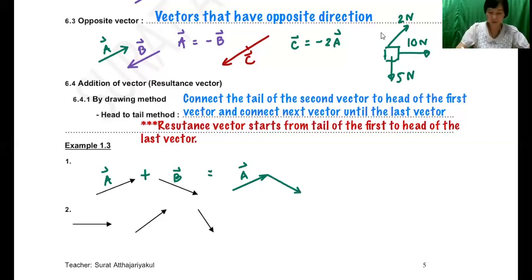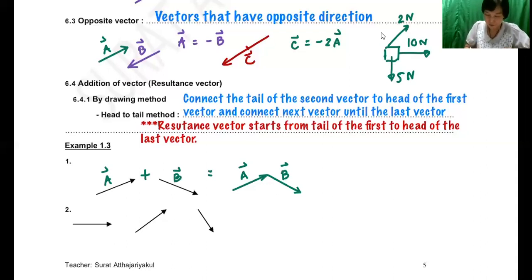Okay, vector B is here. Now it is already connected to vector A. We have only two vectors, so we connect just the two vectors. The resultant will start from the tail of A and end at B. You must draw a straight line, starting from the tail of A and ending at the head of B.